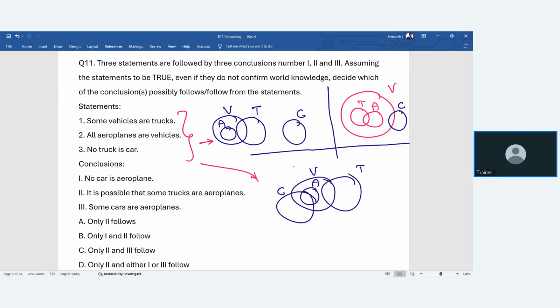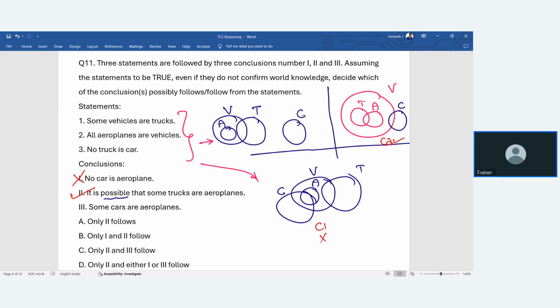Now, finally, for the conclusion that some trucks are aeroplanes, it is possible, meaning if one diagram satisfies, it's also okay. Yes, in this diagram, some trucks are aeroplanes. One diagram satisfied, so it's a correct conclusion. Whenever there is the word possible, one diagram satisfied is fine. But when there is no word called possible, as in no car is aeroplane, here it failed. When there is no word called possibility, it should satisfy all diagrams. It's failed here. We can throw it out.